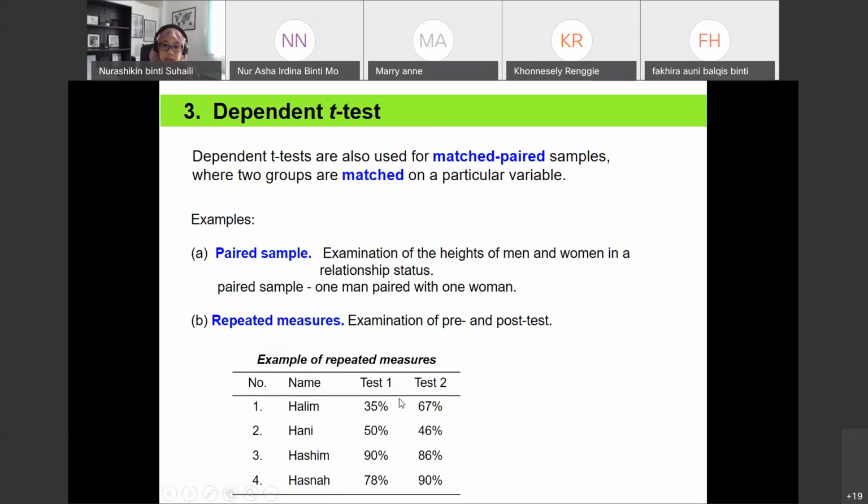For example, like here, they are measured for their performance in test 1 and then test 2, but they refer to the same person. So this is repeated measures. And they are examples of matched or dependent samples.